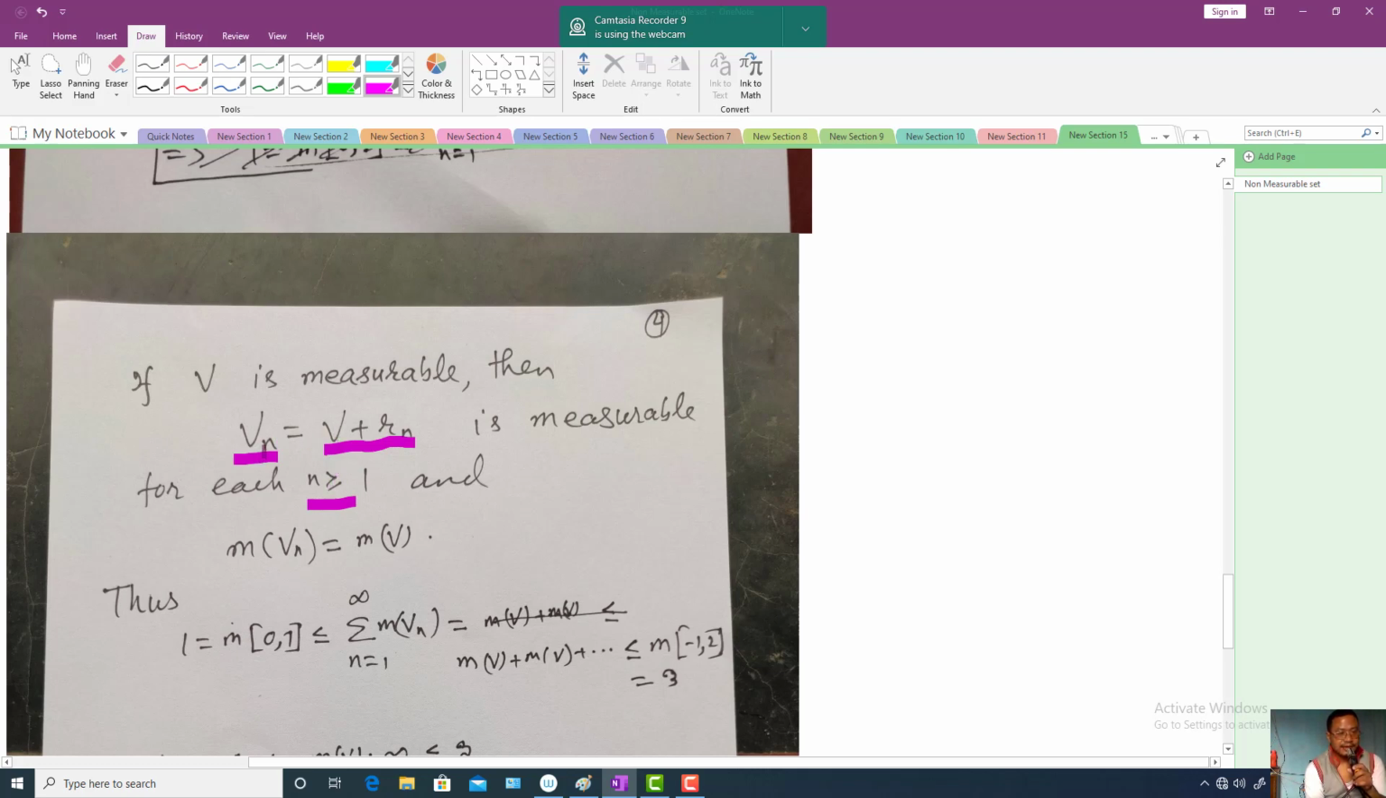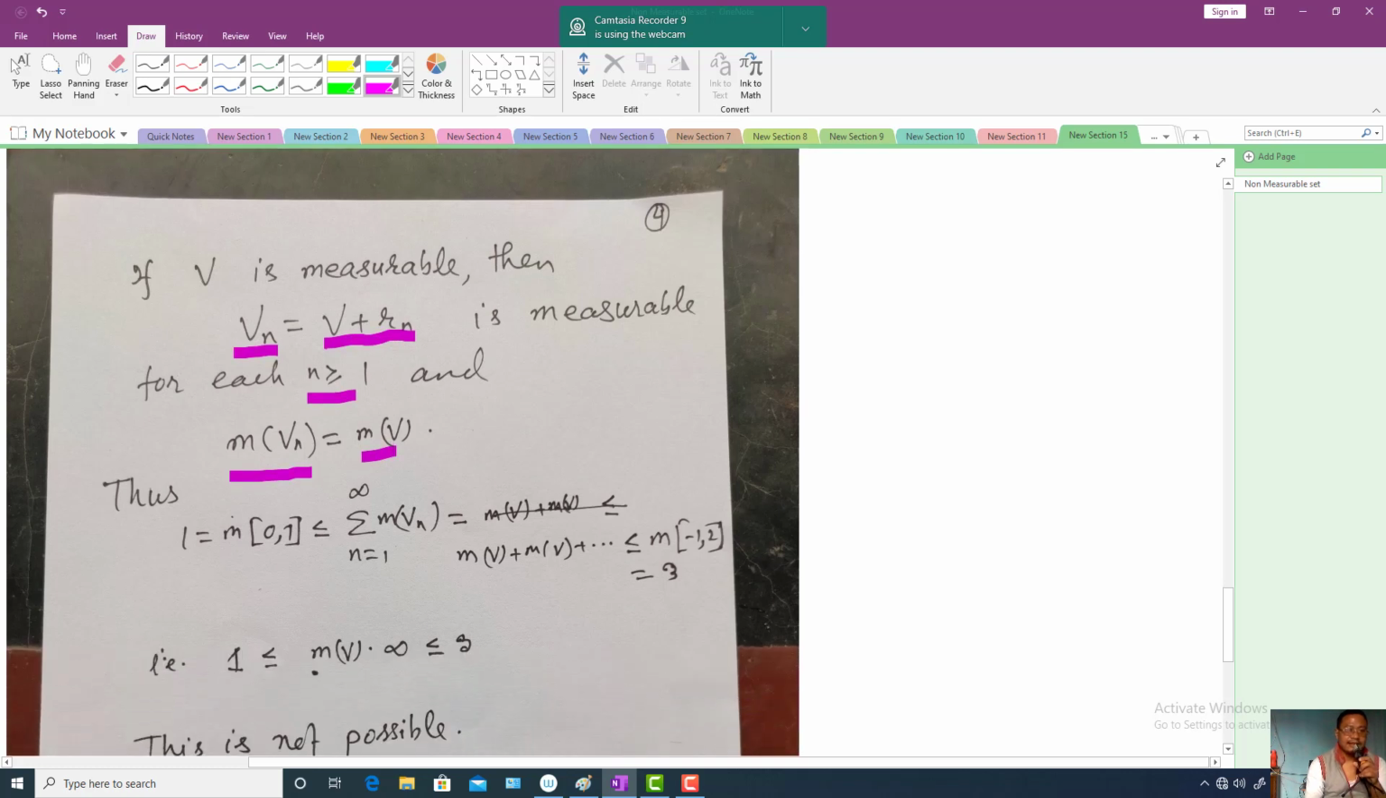For n equal to 2, you have V2. V2 is equal to V plus R2. V is measurable, therefore V2 is also measurable. The measure of V2 is equal to the measure of V. It goes on like this. So the measure of Vn is equal to the measure of V for every n greater than or equal to 1. For every natural number n, the measure of Vn is equal to the measure of V. So this is the idea we have so far.